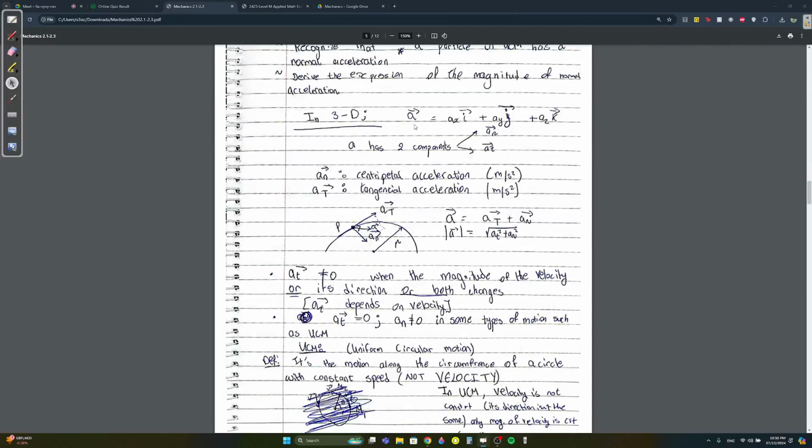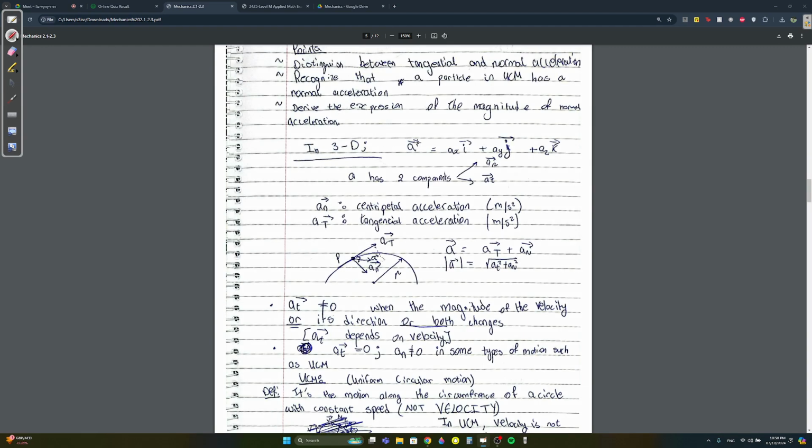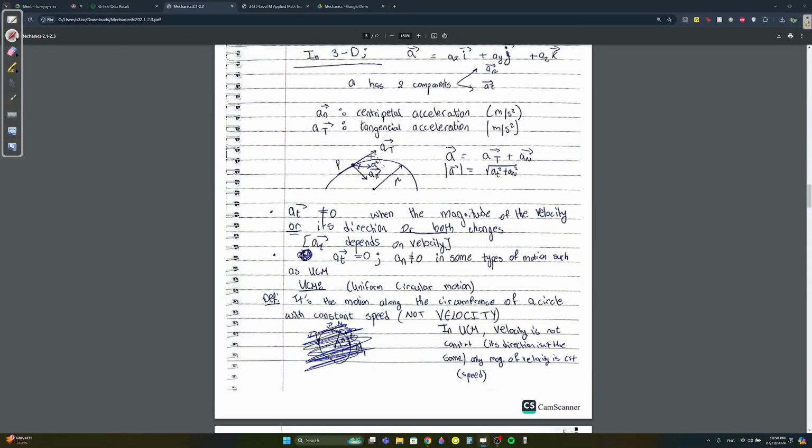Okay. Now UCM, okay? In three-dimensional motion, acceleration has two components, an and at. An is centripetal acceleration, or otherwise known as normal acceleration, okay? Normal acceleration. And at is tangential acceleration. This can be thought of in UCM. You have a circle here. On this point P, the tangent is the tangential acceleration, and the normal to it is the normal acceleration.